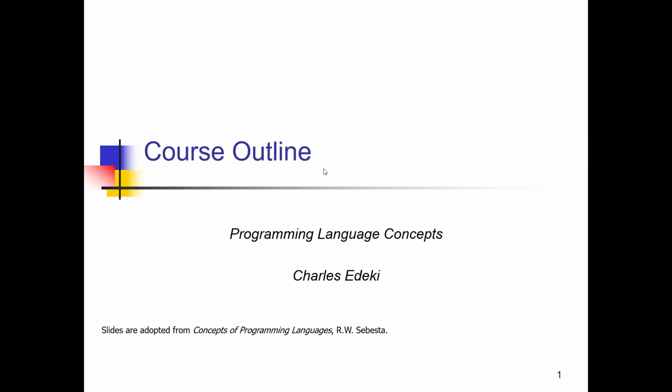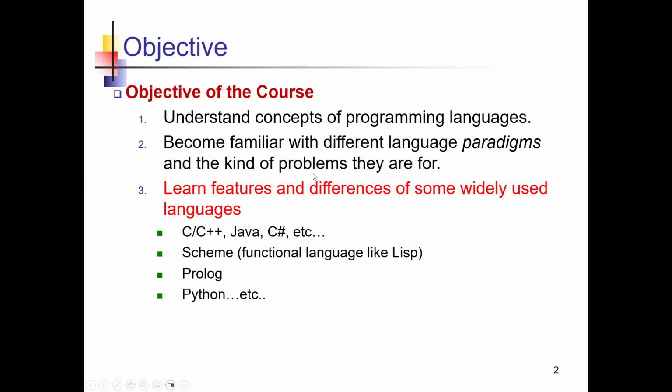These lectures cover the course outline. Our main objective for this course is to understand the concept of programming languages, also become familiar with different language paradigms and the kind of problems they are for. We're also going to learn the features and differences of some of the widely used languages, such as C++, Java, C#. Those are the imperative languages. And also we'll discuss Scheme, Lisp, Haskell, which are, again, functional languages. Also, we're going to discuss Prolog.